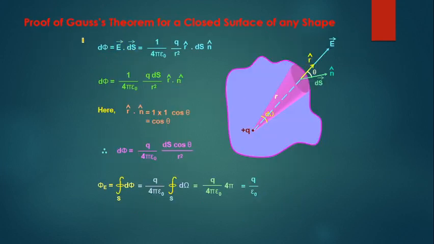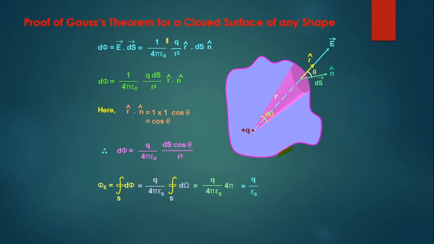Similarly, we can prove Gauss theorem for a closed surface of any shape, not just the spherical one. Consider an irregular shape of a body, and q is a charge at this place, at a distance r up to this surface. This is a solid angle.